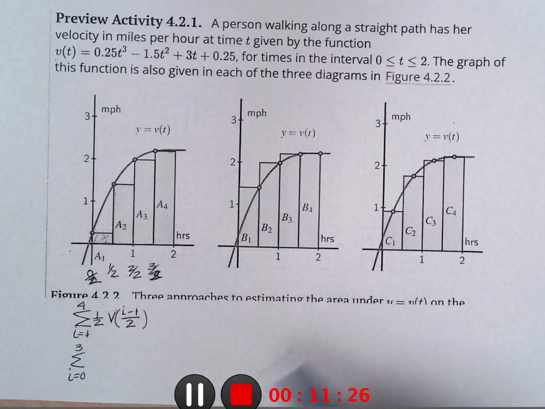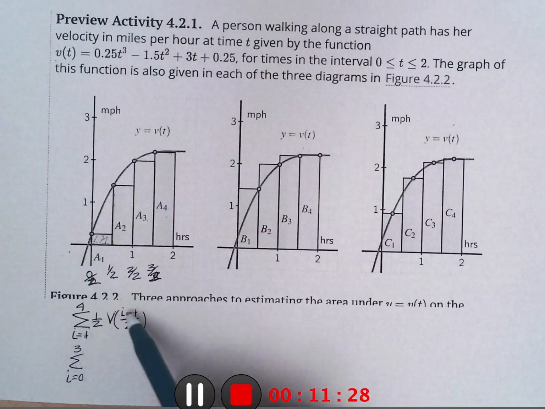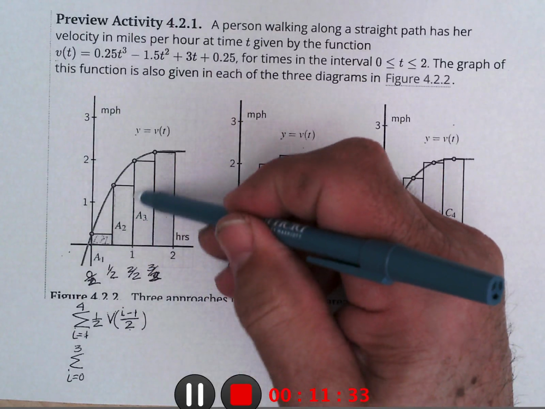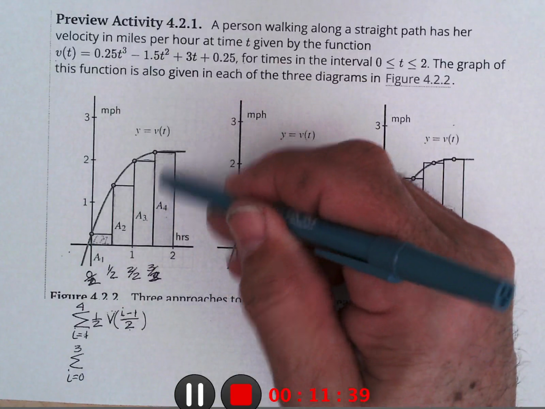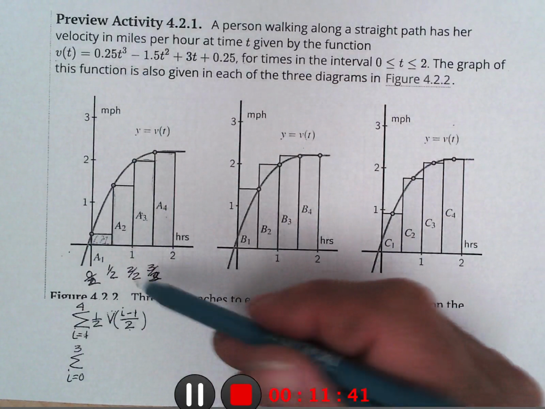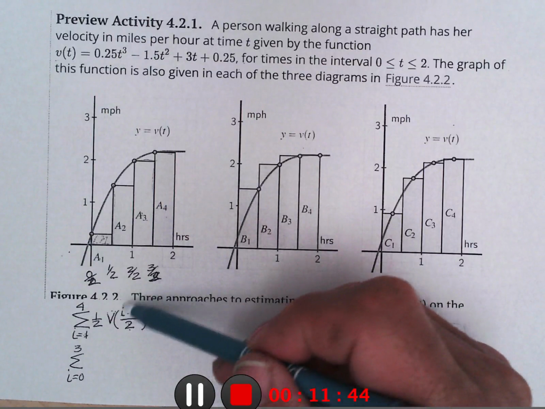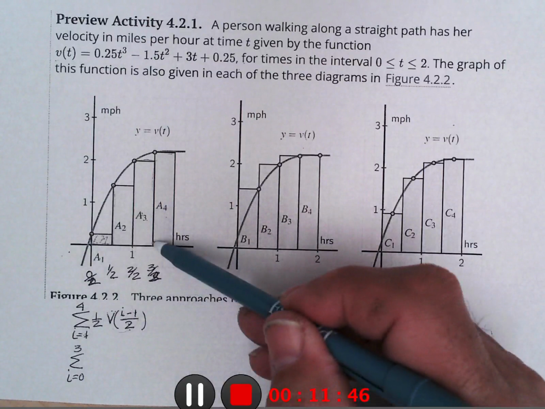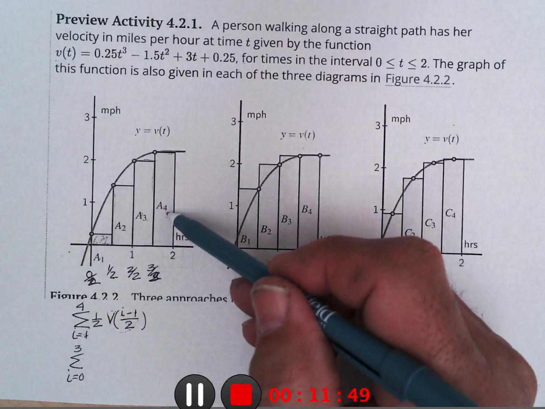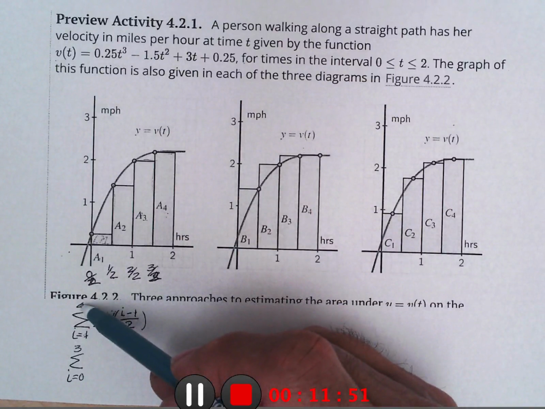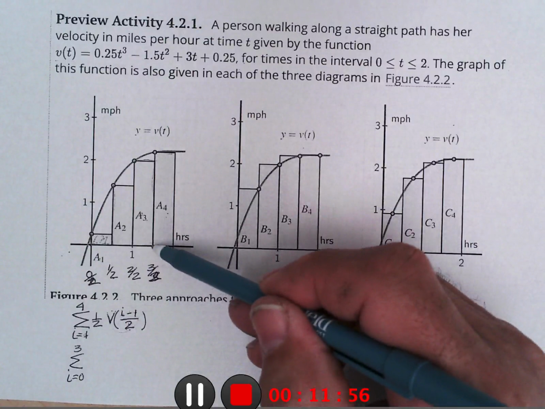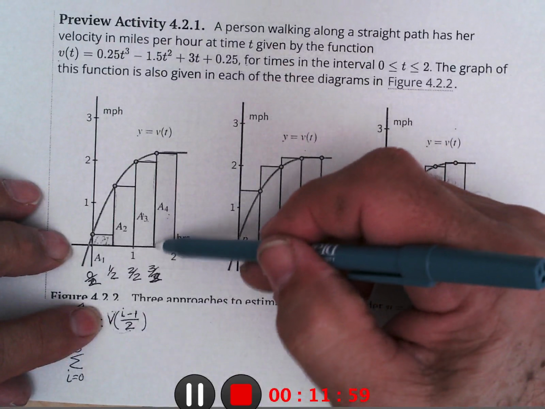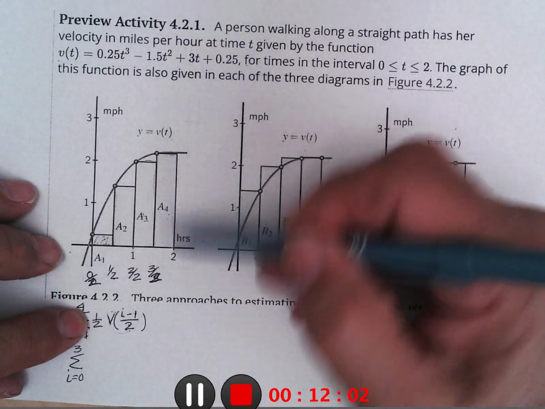And when i is 3, 3 minus 1 is 2, 2 over 2 is 1, and that, if I plug that into V, I get this height, and the area of number 3 would be that height times 1/2 wide, and then I'd add it to area 4, which I should get if I put in 4. 4 minus 1 is 3. 3 over 2 is here. The velocity there is this length times 1/2, and that would give me area 4.